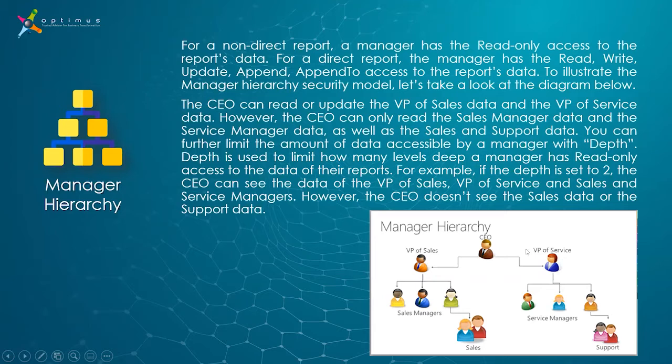However, the CEO can only read the information of the sales manager. As you can see here, the sales managers are people that are in charge of the VP, and the CEO is able to read their information, but is not going to be able to modify it. It's just read-only access. The CEO has access to modify and read information in the first level, but for the second level it's going to be just read-only.